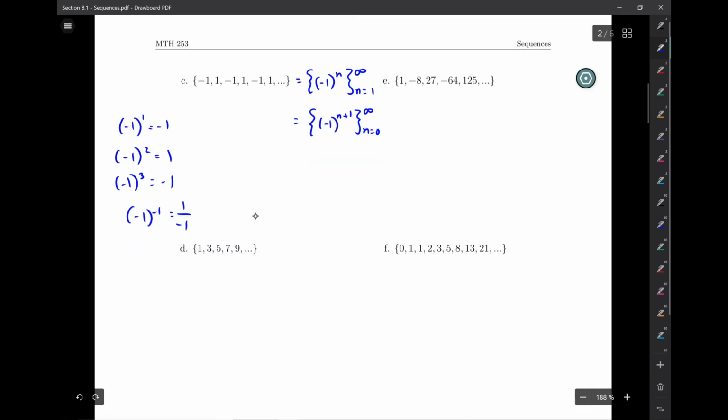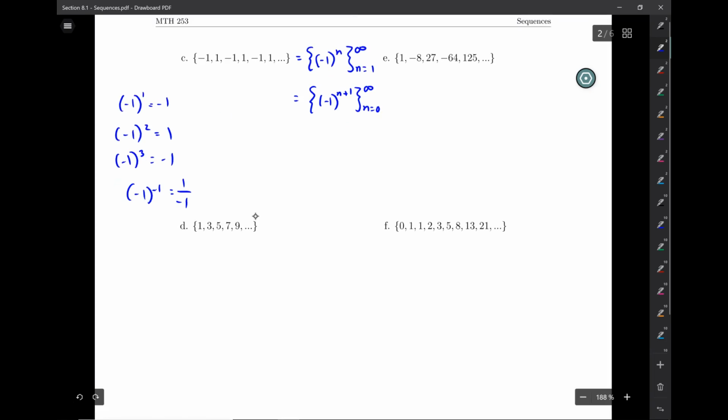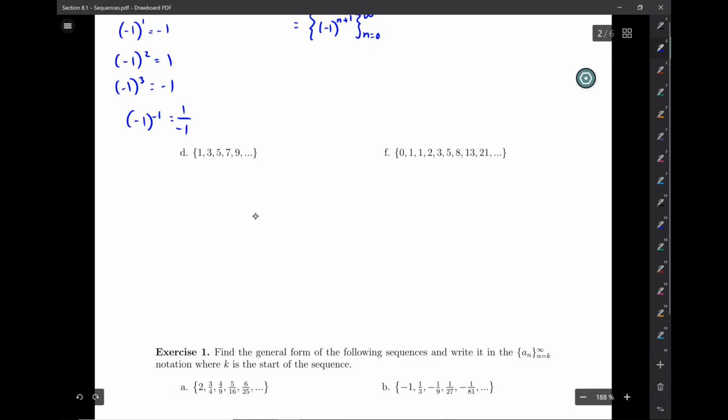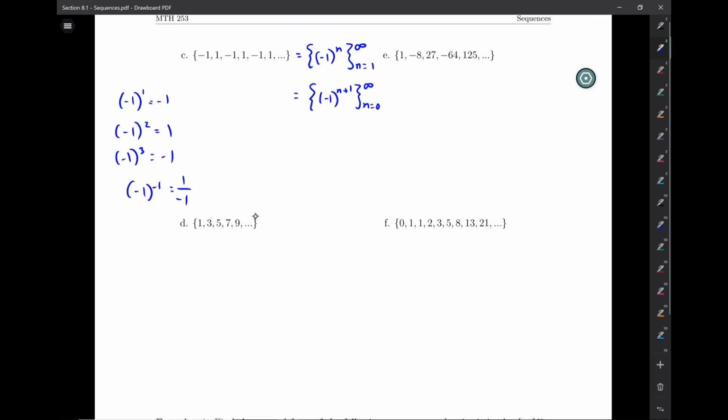I'm going to go ahead and go down to D. So in D, I've got 1, 3, 5, 7, 9. And notice, similar to part C where we're interested in evens and odds, D is an example of a sequence that consists of only odd numbers.